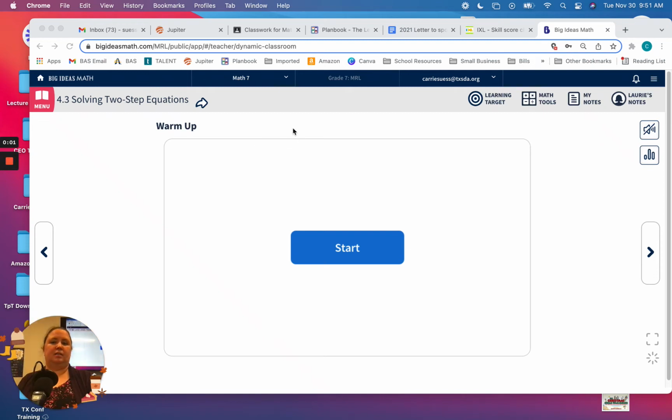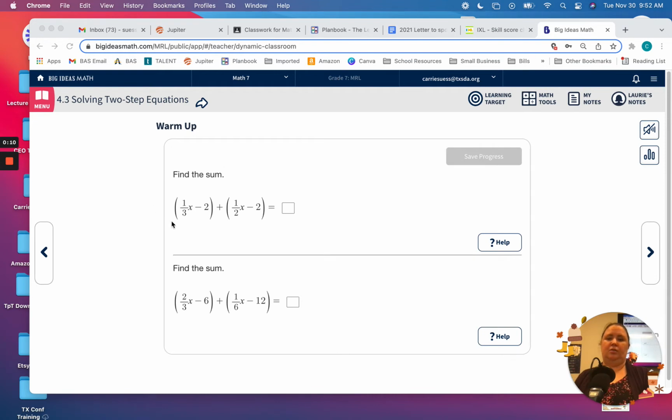All right, 7th grade, lesson 4.3, solving two-step equations. You guys should have worked on your warm-up. Work on it. Let me go check, see how you're doing. All right, so we're going to find the sum. Okay, so you're actually going to combine all the like terms and simplify, yes?